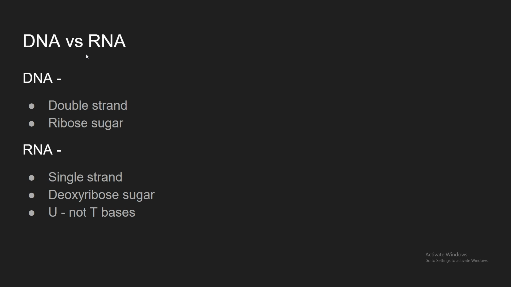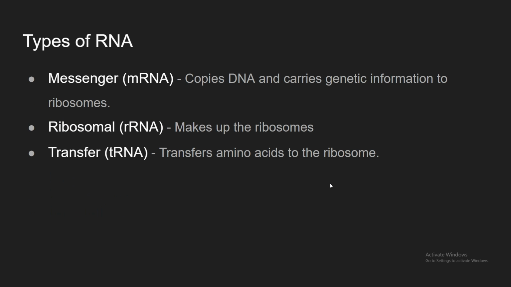DNA and RNA. DNA is double strand and contains a deoxyribose sugar, while RNA is a single strand and has ribose sugar, and it has U's instead of T's for one of its bases.